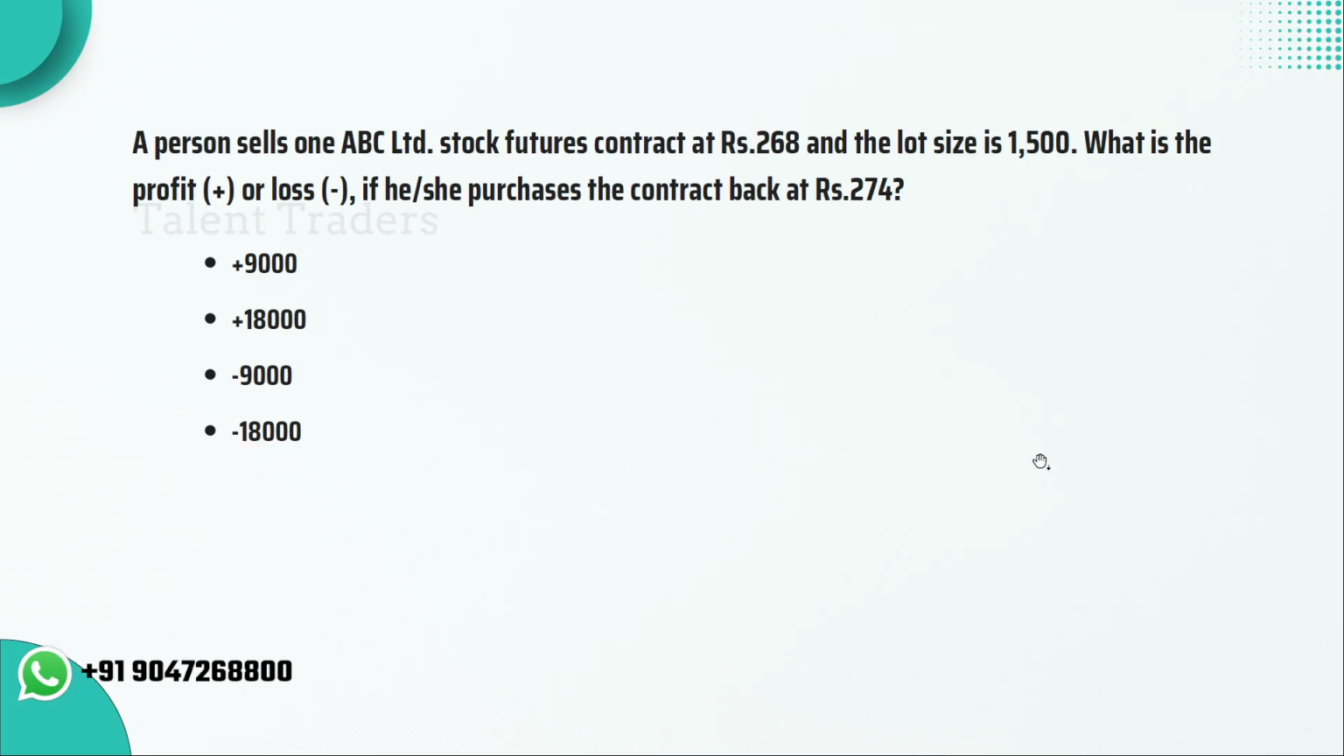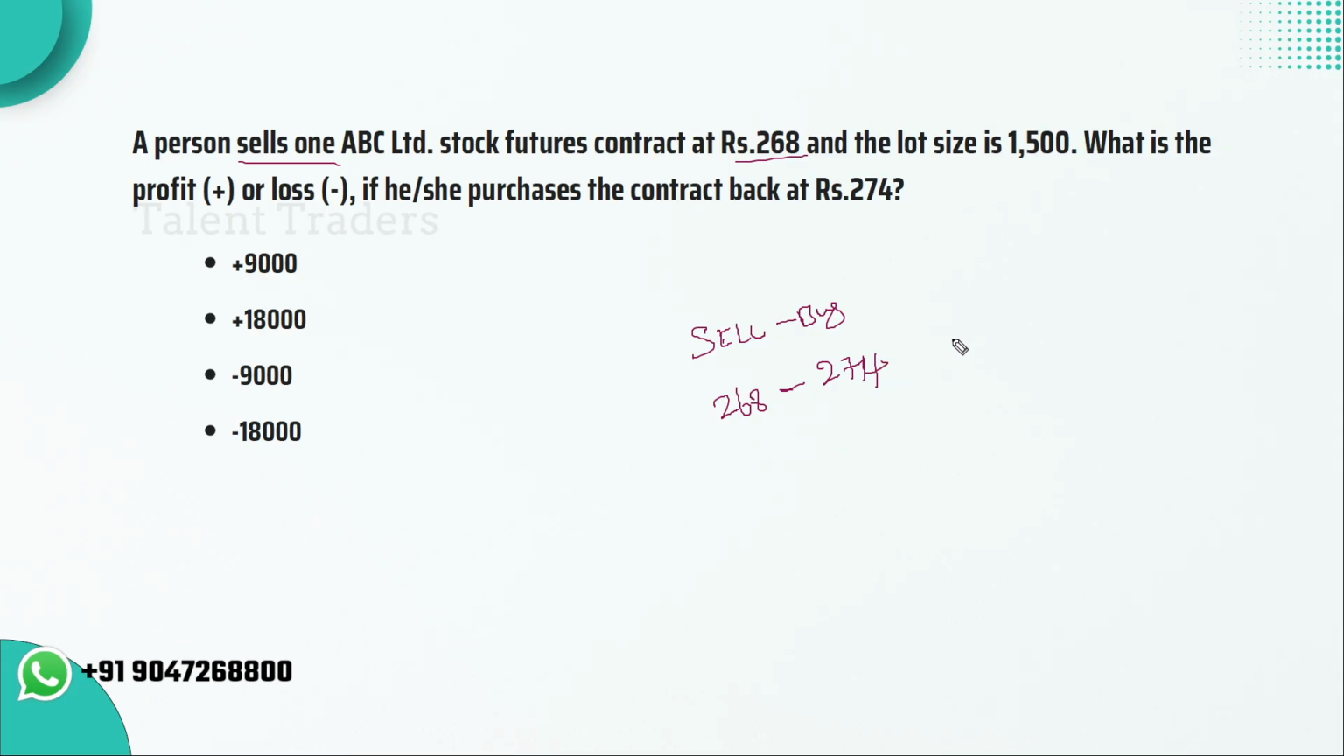A person sells one ABC Limited stock future at 268. Here again, the formula you can use to identify the profit and loss is sell minus buy. He sold a stock future at 268, and the lot size is 1000. What would be the profit or loss when it is closed back at 274? It is a buy back, sell minus buy, so what would be the P&L?